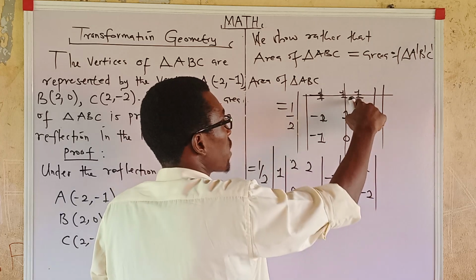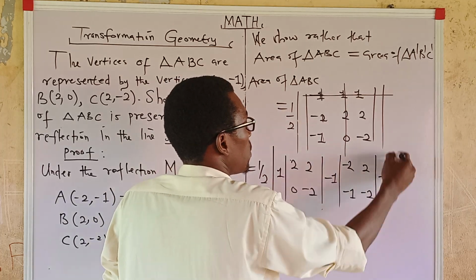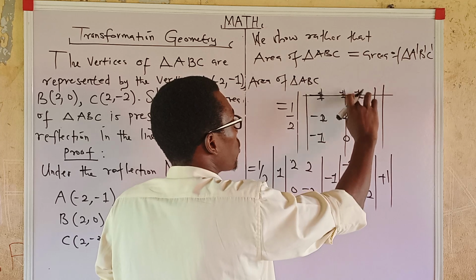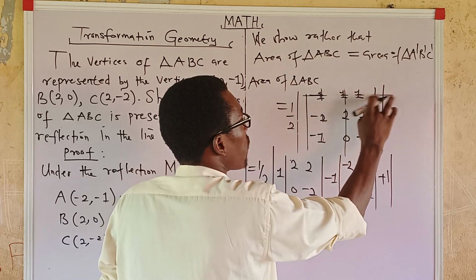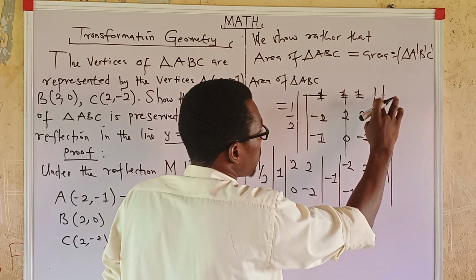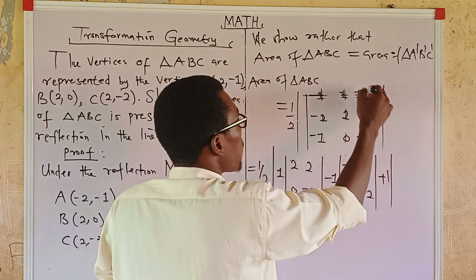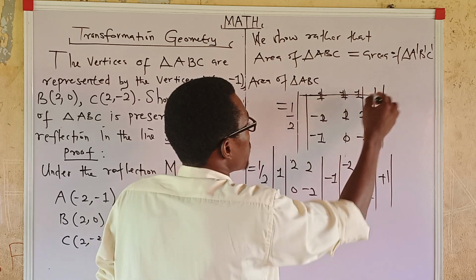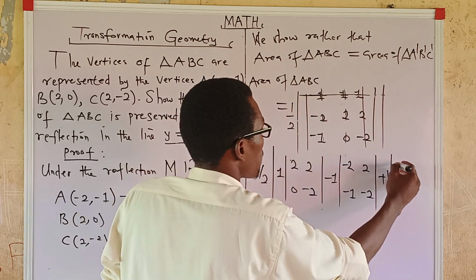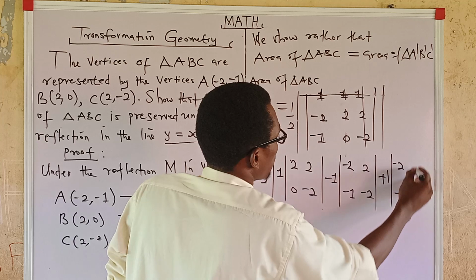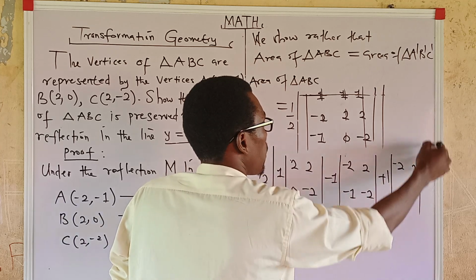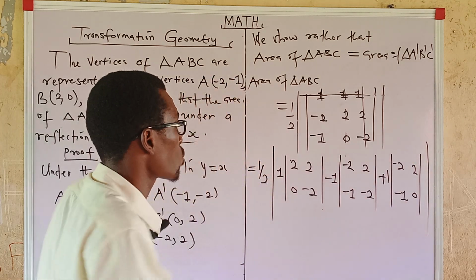Then the cofactor of this is +1. You block this time around, I'll take away this to avoid any confusion. All right, I'll take away this also. So we block this and this. So this time we're left with -2, -1, 2, 0. So there is the area. So what we do is evaluate this.